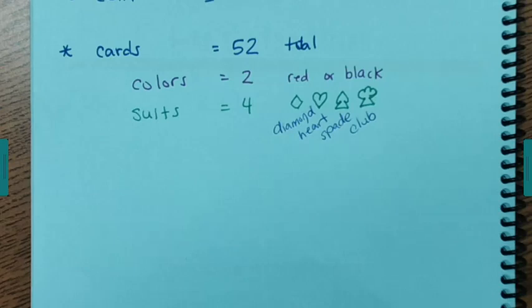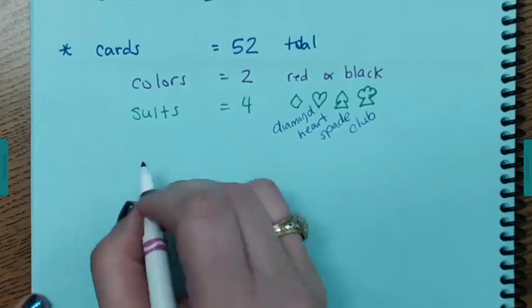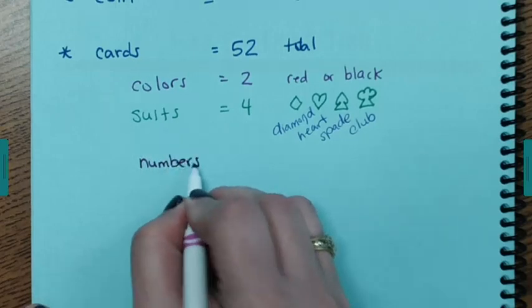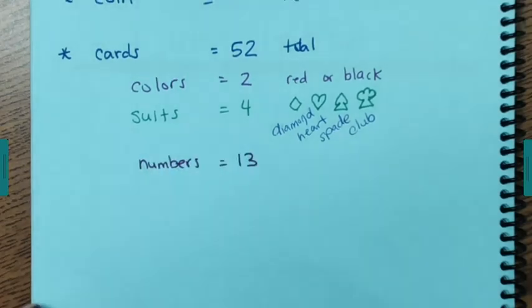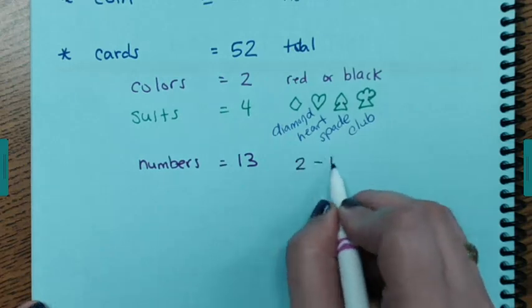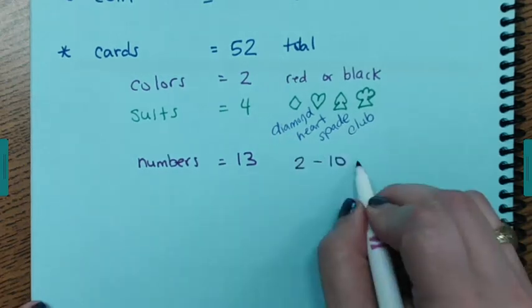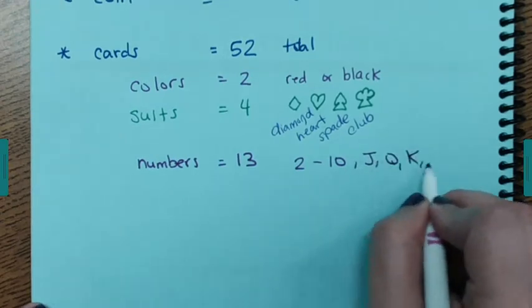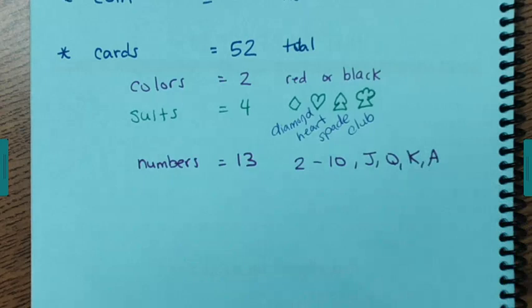The last thing is numbers. There are numbers on cards. There are 13 different numbers. It goes from 2 all the way to 10. And then you also have a jack, a queen, a king, and the ace. So those are all the things that are in a deck of cards.